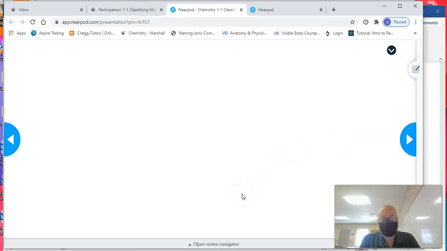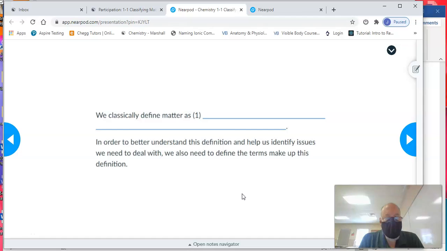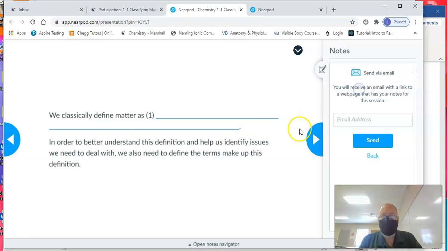Okay, so we classically define matter, and again, I'm going to use the notes function to write out answers here.